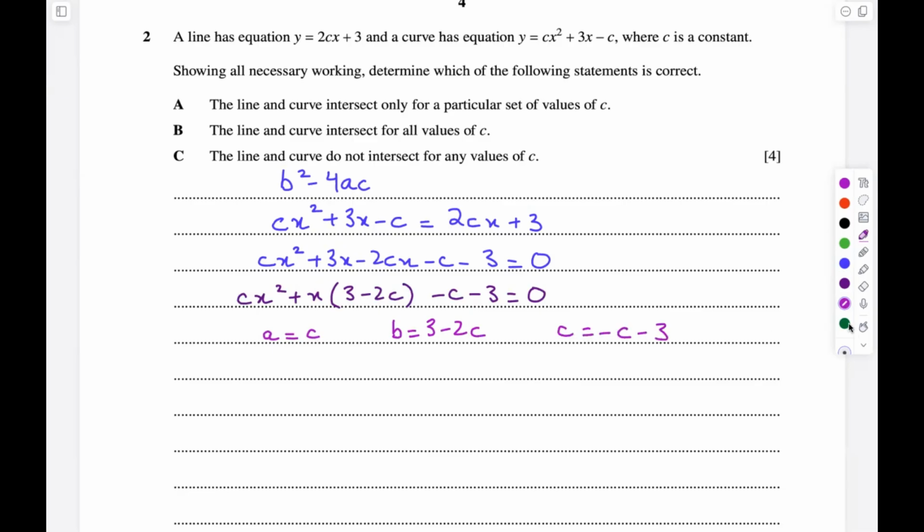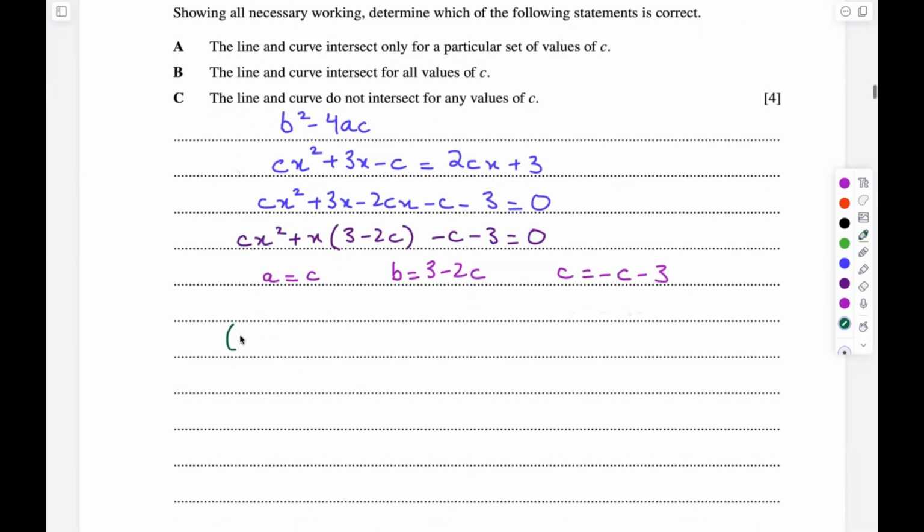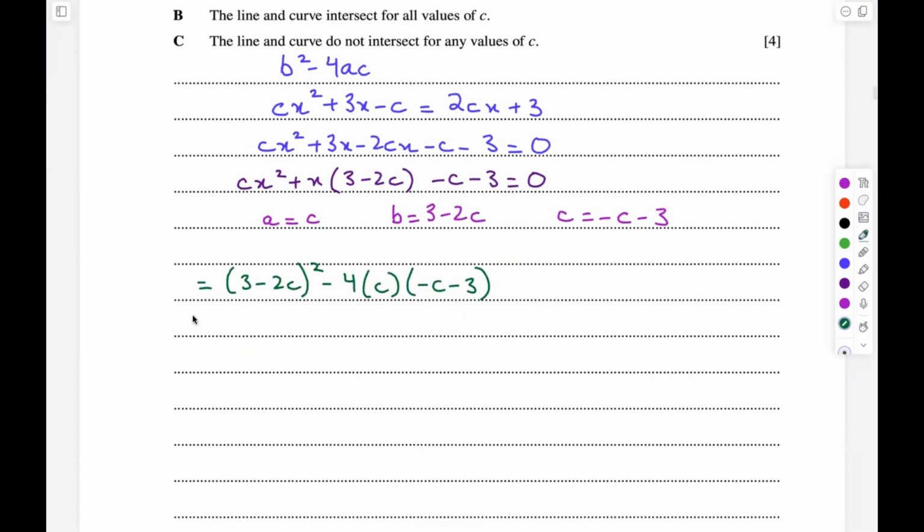and the constant term is -c - 3. Now applying b squared minus 4ac, this will become (3 - 2c) whole squared minus 4 times c times (-c - 3). Now simplifying this, this will become 9 minus 12c plus 4c squared. Multiplying 4c by minus c will become a plus 4c squared, and minus 4c times minus 3 will become a plus 12c. So 4c squared plus 4c squared will become 8c squared, and minus 12c plus 12c will cancel out.